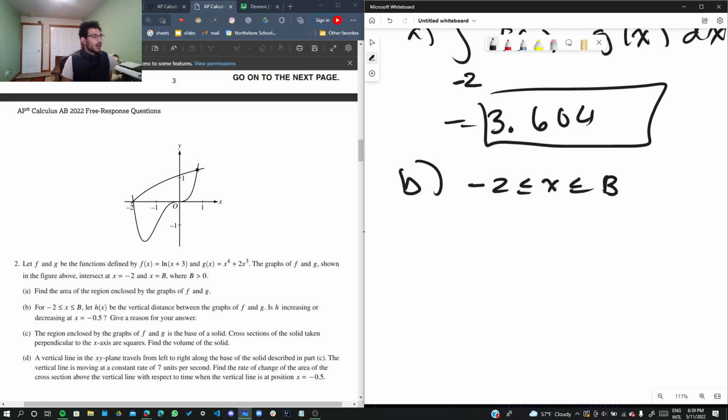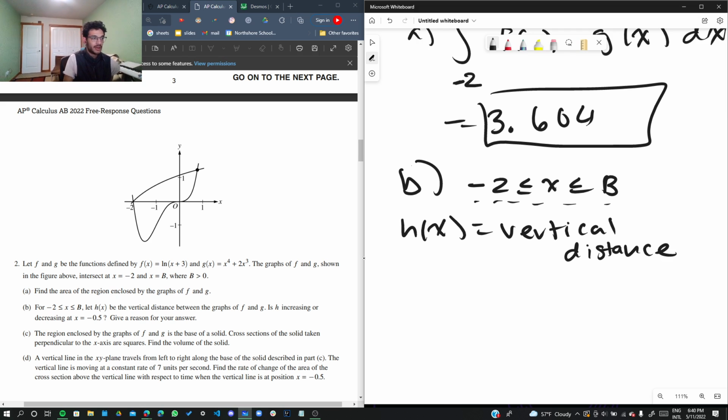Oh, okay. So this is like an optimization problem. They're basically saying you've got to be very careful, you've got to be careful with words here. So here they're saying h of x is the vertical distance, right? Vertical distance, right? And now if you want to say if h of x is increasing, right?